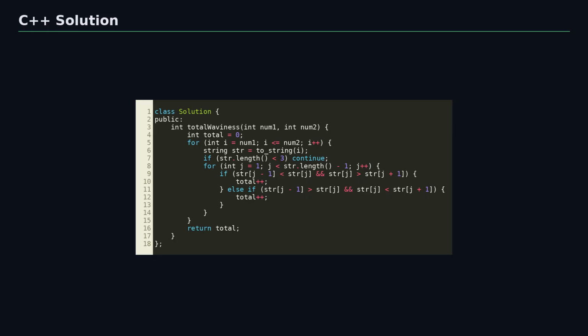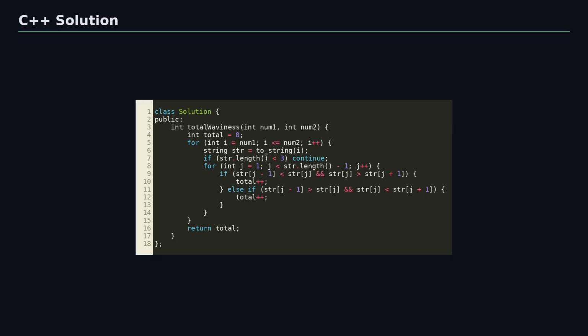Now, let's take a look at the code. We define a class called Solution, with a method called totalWaviness, which takes two integers, num1 and num2. We initialize a variable called total to 0, which will store the total waviness. Then, we iterate through all numbers in the range, using a for loop. For each number, we convert it to a string, using the to_string method.